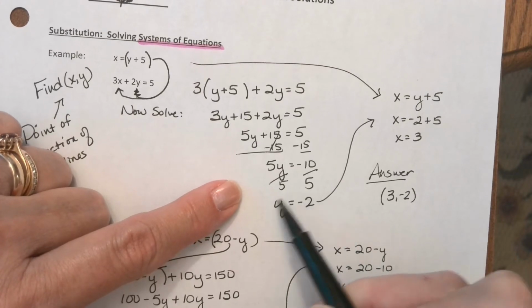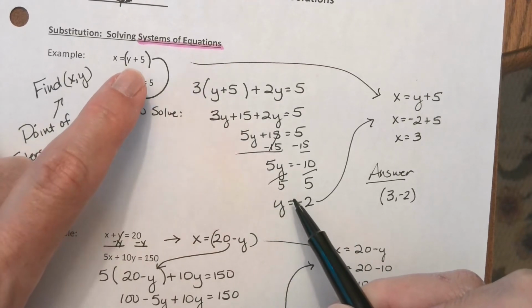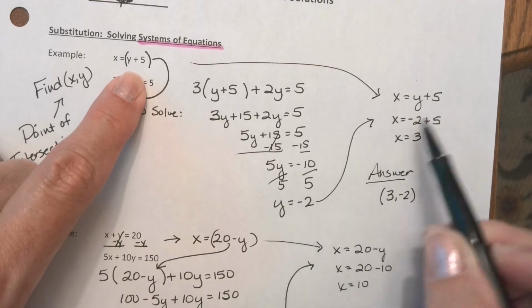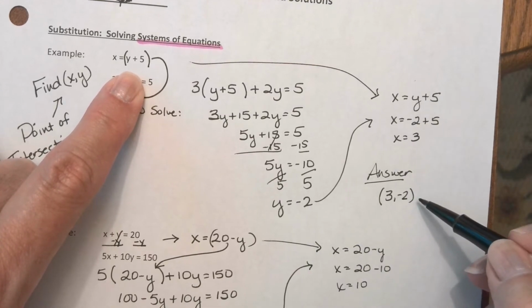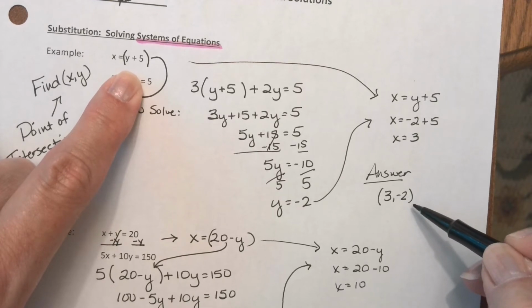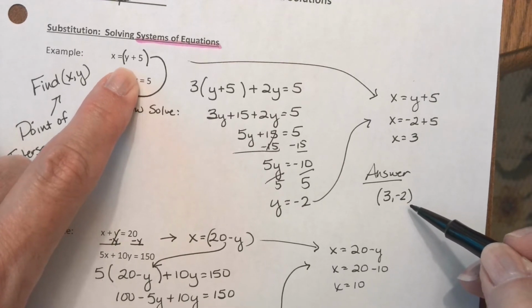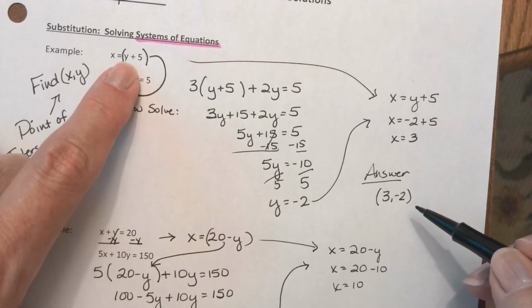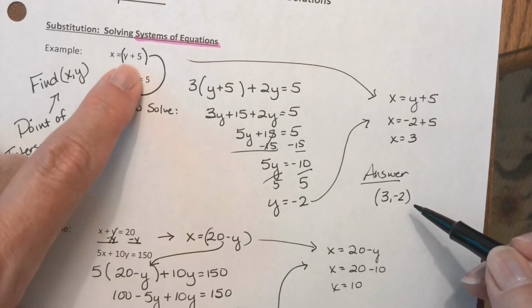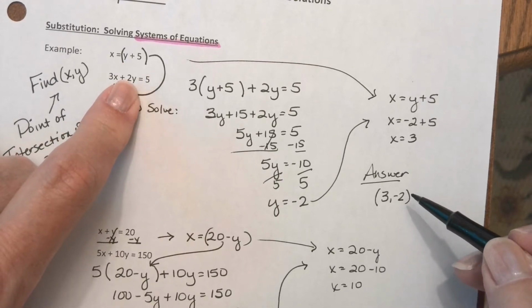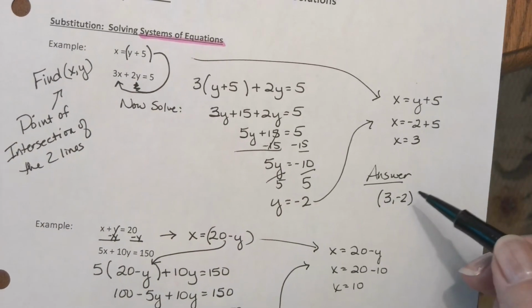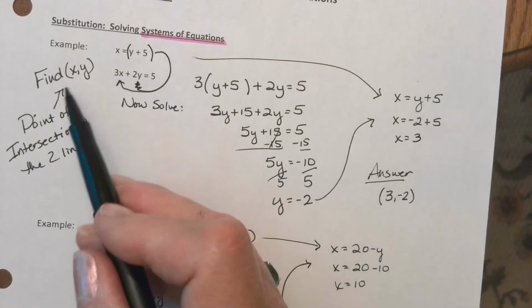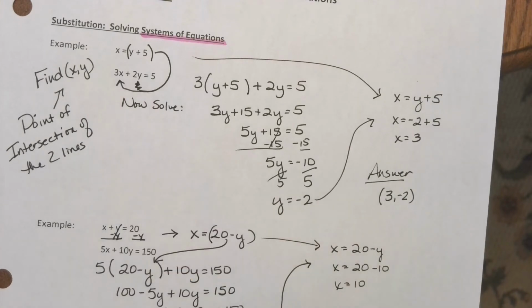Now, I have y, but I have to get x. So I could go back to this first one and plug in -2 for y and get my x. My answer is a point, so that's why it's written like this with the parentheses, because these are equations of lines. And if you're talking about solving equations of lines, you're finding where they intersect. So they intersect at a point. So I've made a note right there for you.